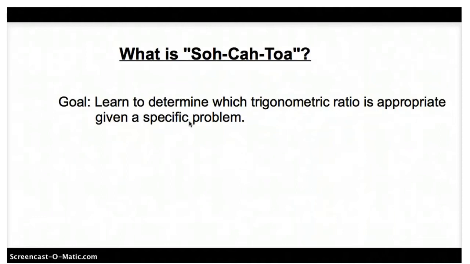Today we are going to learn what SOHCAHTOA is. It's a little mnemonic that helps us determine which trigonometric ratio is appropriate for a specific problem. Now the word trigonometric is kind of a big word. A lot of times we are going to just say trig. We're going to call them trig ratios, and that's just short for trigonometric.